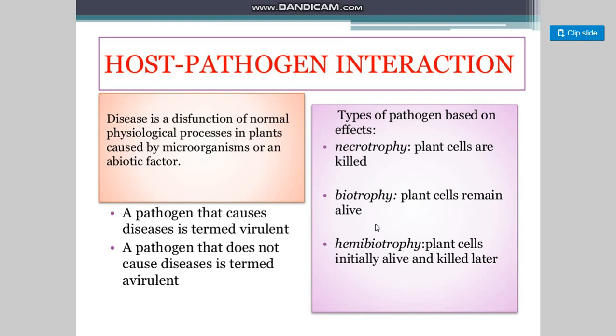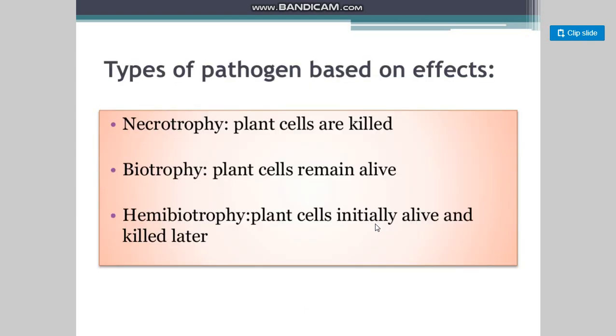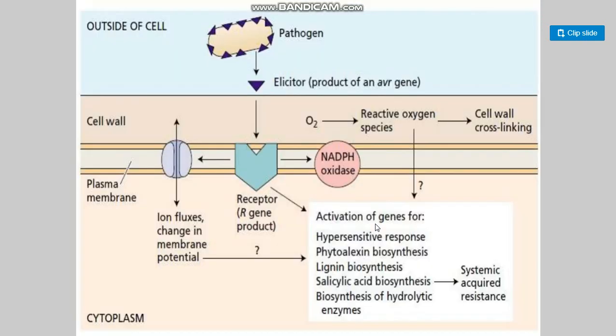Disease is a dysfunction of normal physiological processes in plants caused by a microorganism or an abiotic factor. A pathogen that causes disease is termed virulent. A pathogen that doesn't cause disease is termed avirulent. Types of pathogen based on effects: necrotrophy, where plant cells are killed; biotrophy, where plant cells remain alive; and hemibiotrophy, where plant cells are initially alive and killed later.